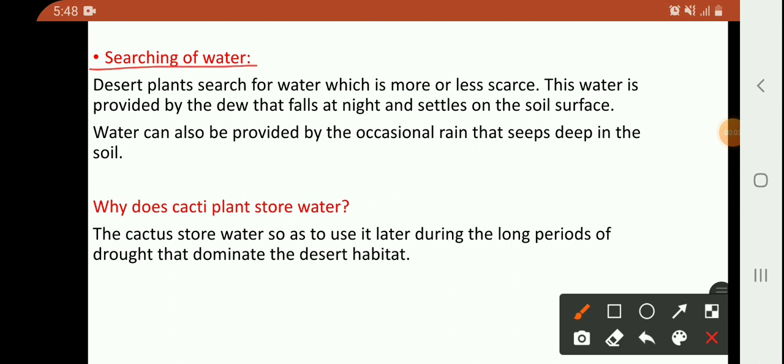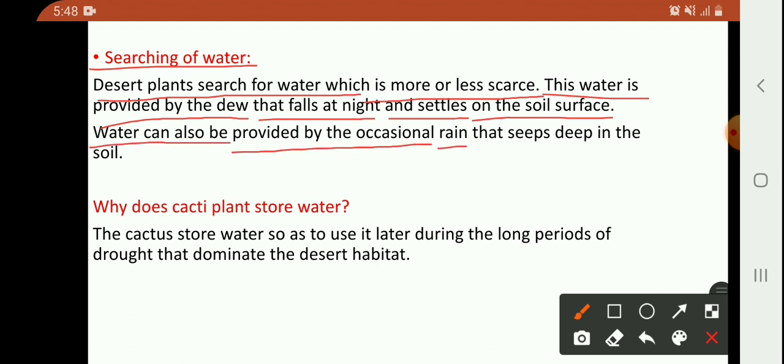Searching for water. Desert plants search for water, which is more or less scarce, بتكون أقل أو أكثر ندرة بالصحراء. This water is provided by the dew, ندى, that falls at night and settles on the soil surface, على سطح الsoil. Water can also be provided by the occasional rain, كمان الووتر بتوفر من الرين النادر اللي بيصير بالصحراء, that seeps deep in the soil.